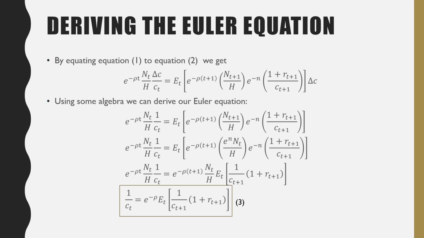So by equating equation 1 to equation 2, which is the benefits equal to the costs, where we have the benefits on the right hand side and the costs on the left hand side, we can derive the Euler equation. Doing a little bit of algebra and identifying the constant parts, the exogenously evolving parts of our equation, we get this boxed equation over here, which is 1 over ct is equal to e raised to the power of negative rho times the expectation of 1 over the consumption in period t plus 1 times 1 plus the rate of return in T plus 1. This is our intertemporal Euler equation for our model here.